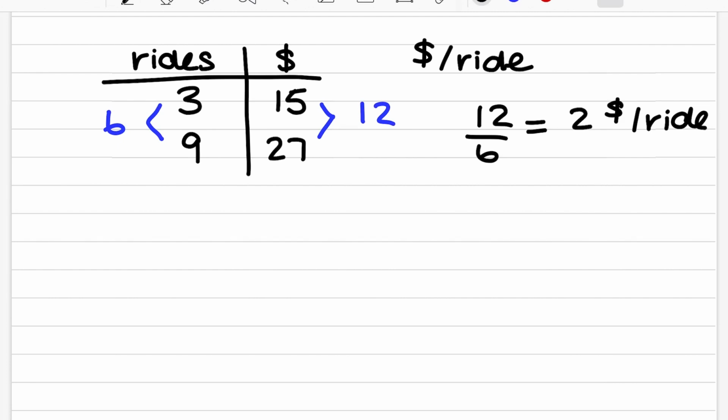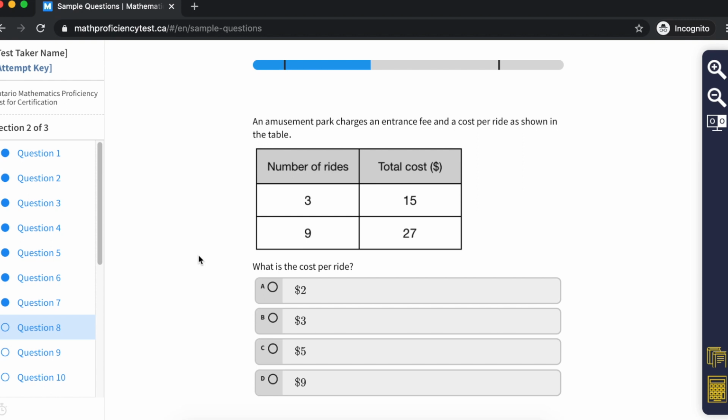And then we know that there would also be an entrance fee, which if you want to go backwards from 3 rides, you can subtract the $3 per ride, which would be 6, to know that your entrance fee is $9. But again, that doesn't really matter for this question. All that we wanted to know was that it's $2 per ride. So that's option A.